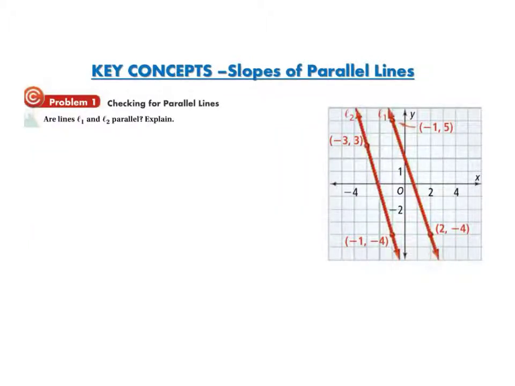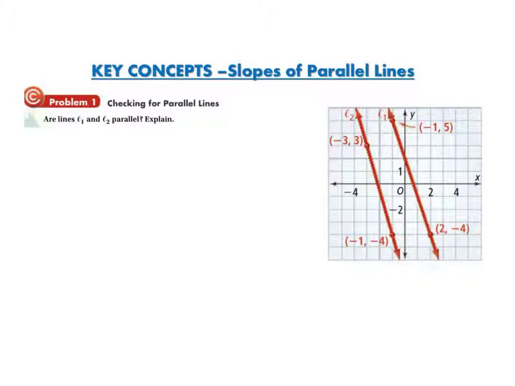This problem is asking us if lines 1 and 2 are parallel. So let's take a look at line 1, which is this line right here, and calculate the slope. Then we're going to look at line 2 and calculate the slope. Remember, the slopes must be exactly the same, and if they are, then they're parallel. If they're not the same, they're not parallel. So let's start out with line 1. We notice both of the lines are negative because they are going down to the right.